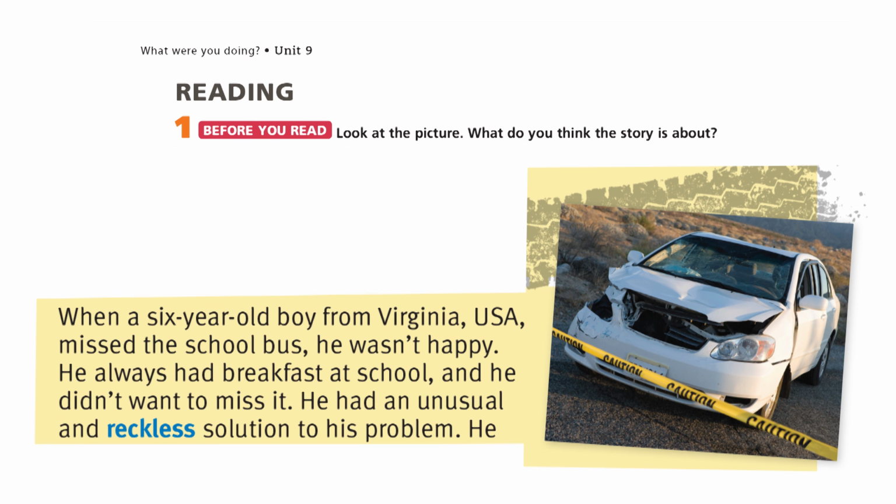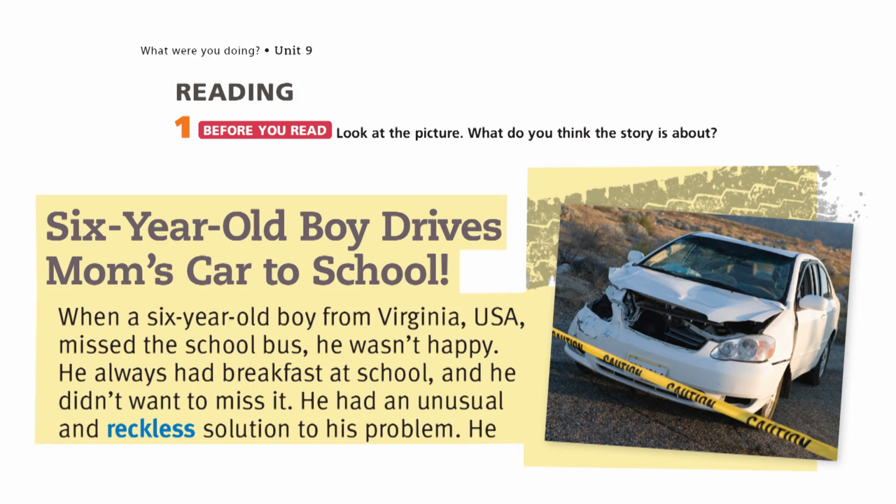Then I give them the first 5 lines of the text. "When a 6-year-old boy from Virginia, USA missed the school bus, he wasn't happy. He always had breakfast at school and he didn't want to miss it. He had an unusual and reckless solution to his problem." And then give your students just a few minutes to imagine what this boy did and how it connects with that car. And they're all very surprised, but they said, did he steal his father's car? And that is almost the answer. "6-year-old boy drives mom's car to school."